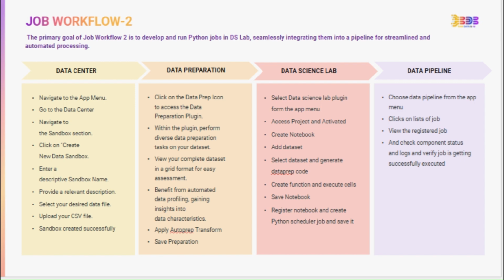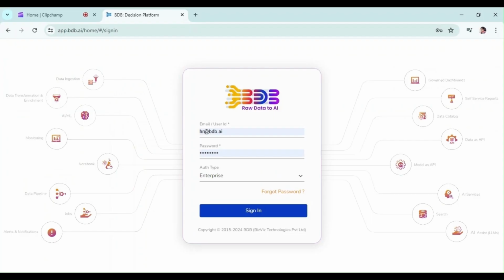In Workflow 2, this job entails reading files from the sandbox, applying transformations using DataPrep, creating and executing a notebook in DS Lab, and integrating it into the pipeline for automated processing and monitoring. Let's get started with the live demo of the BDB Platform.